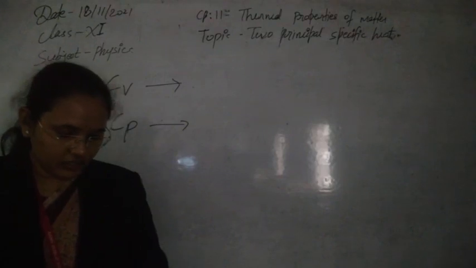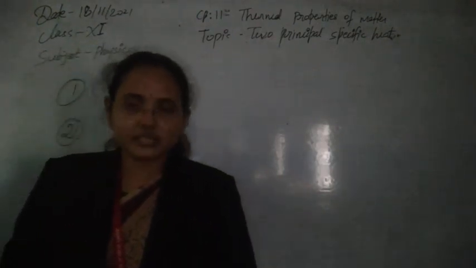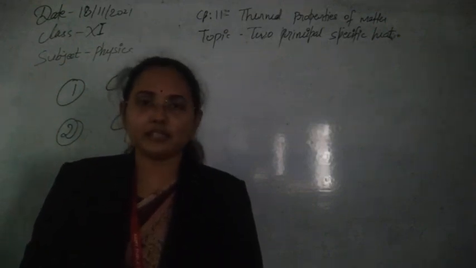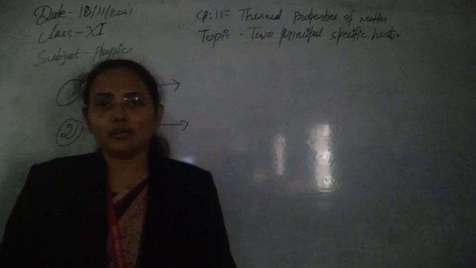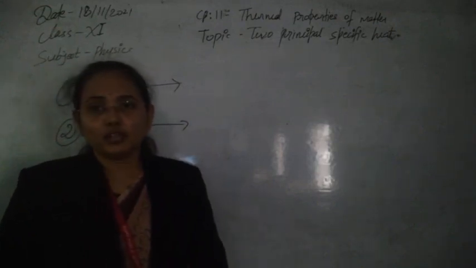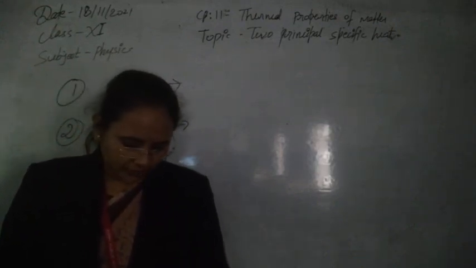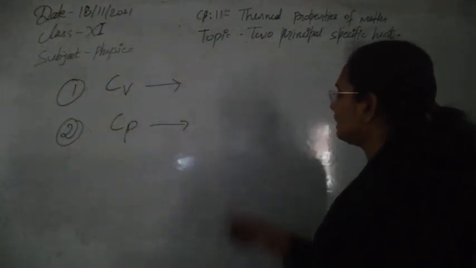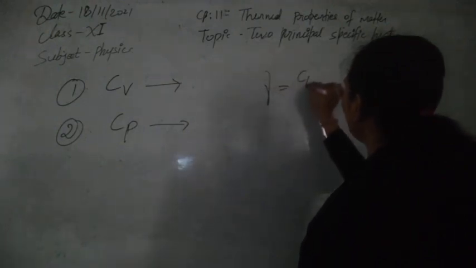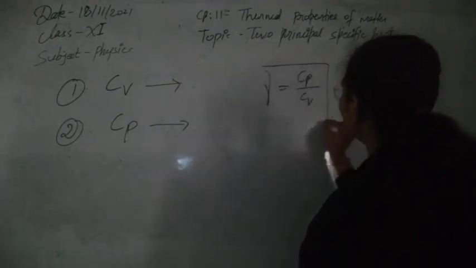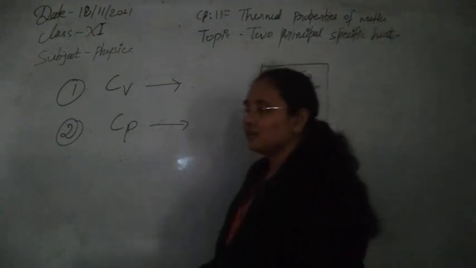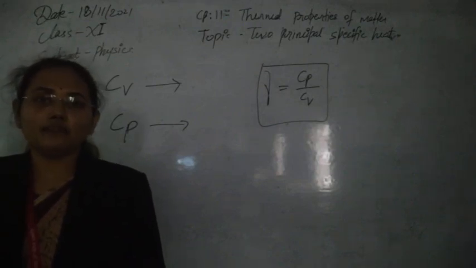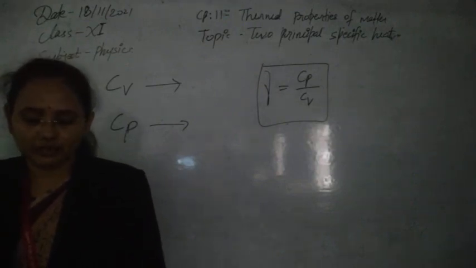Now we can also see that instead of considering 1 gram, we are using the molar specific heat of the gas. So Cv and Cp are basically known as molar specific heats at constant volume and at constant pressure. If you look at the relationship between specific heats, for gases they are related by gamma, where gamma is known as the atomicity of the gas. If the gas has different atomicity, then the ratio of Cp and Cv will also be different.